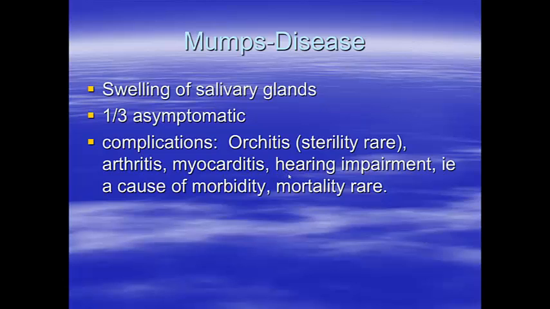So the next one is mumps. It's also a live viral vaccine, part of the MMR. So mumps disease causes a swelling of the salivary glands. So you see puffy chipmunk cheeks. Many of the infections are asymptomatic, but it can cause some complications like orchitis. That's inflammation of the testes. Usually, males. This occurs in teenage males, and it doesn't usually cause sterility as a result.